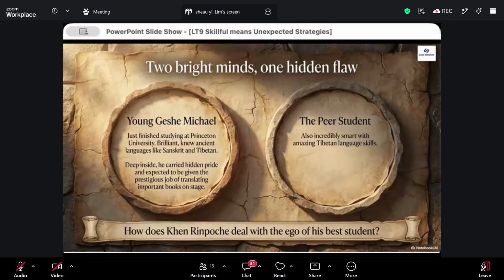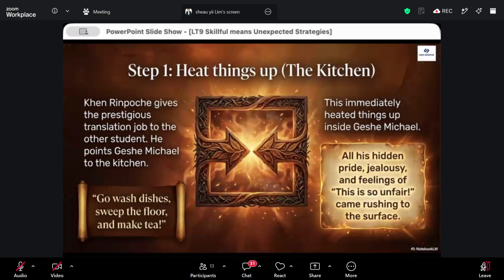So surprisingly, Ken Rinpoche used this skillful means. He didn't give Geshe Michael the translation job. He was actually testing Geshe Michael. If you were Geshe Michael, how would you feel at that time? You are so looking forward to getting this translating job, right? But in fact, your teacher, Ken Rinpoche, gave this assignment to another peer student, and he asked young Geshe Michael to wash the dishes, sweep the floor, and make tea, to do all the dirty jobs.